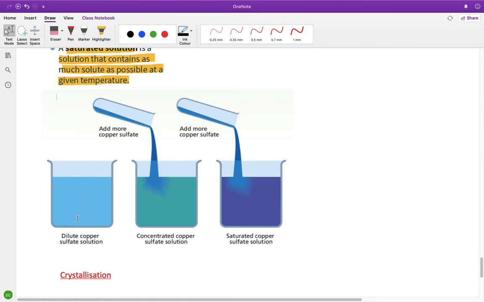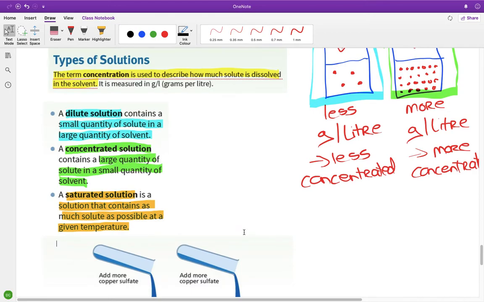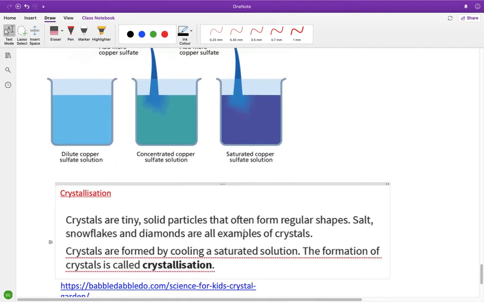So dilute is down here, a small amount of copper sulfate. If you put more in, it will become a concentrated copper sulfate solution. And if you add yet more, it will become saturated, where the water can't take any more, and all the little crystals are set at the bottom. Is that okay? So those words are important, so I need them to go into your notes.